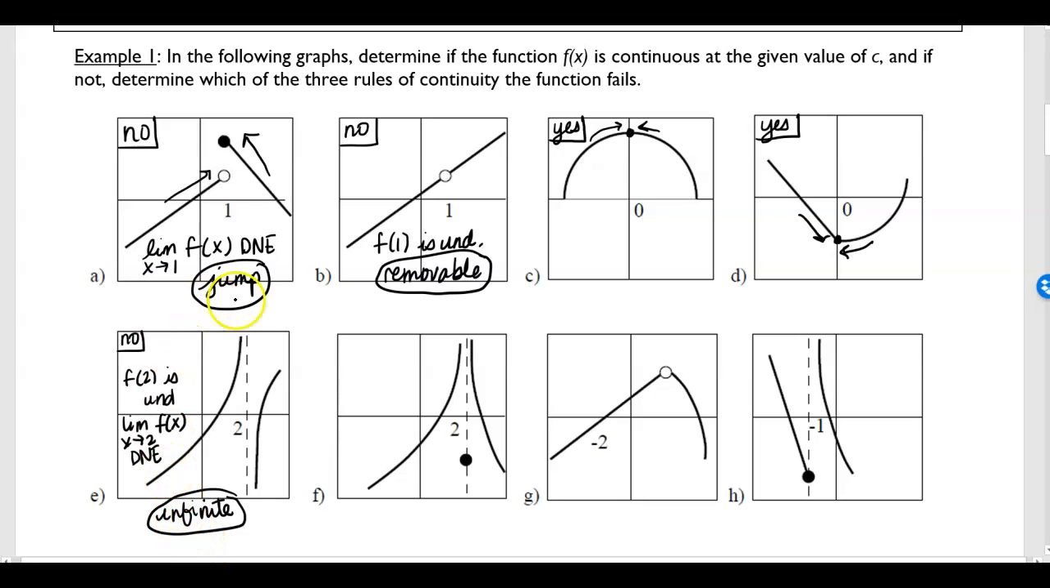Part F, we have another vertical asymptote. And so again, I could say my limit is equal to infinity. Both sides match up at positive infinity, but either way, my limit still does not exist. My function is defined though. I just have a single point there. So my only explanation that I could really give here is that the limit as x approaches 2 of f of x does not exist. So that's a no. We'll still call this an infinite discontinuity since the limit is infinity.